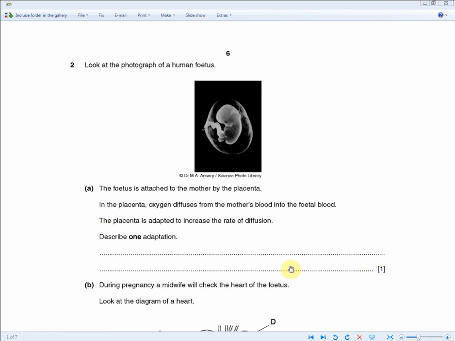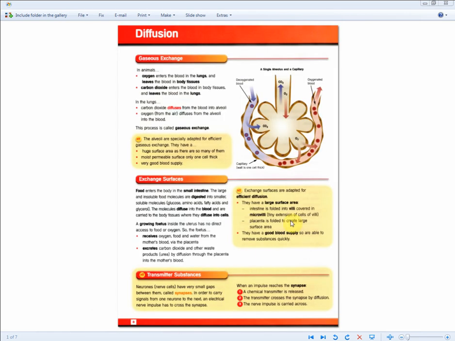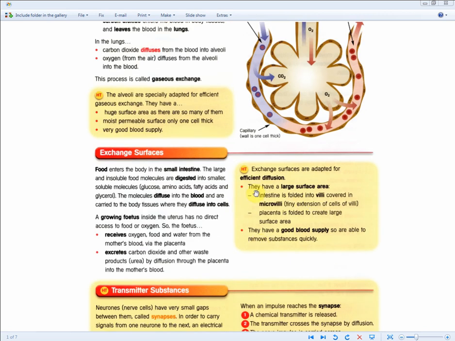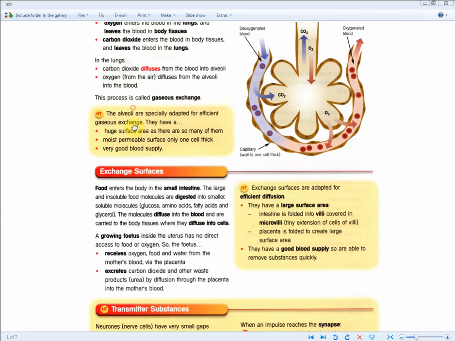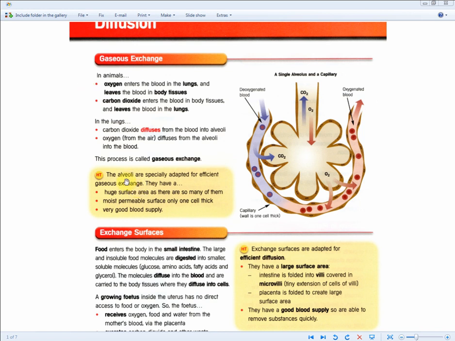So this is all about diffusion and the ideal conditions required for diffusion to take place. So they're basically asking you to recall your memory from this higher tier material here, which is basically saying that what is required is a large surface area or a good blood supply, and stating any of these two would get you the mark. These conditions for diffusion are not just for the placenta between the mother and fetus, but also for gaseous exchange in your lungs, as mentioned here, where there's a need for a very good blood supply and a huge surface area.